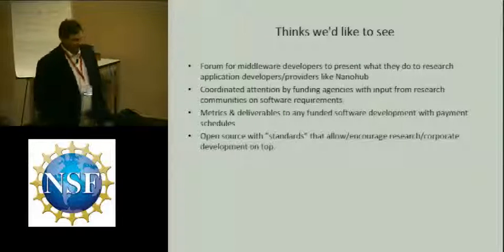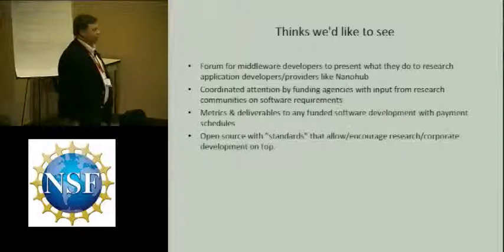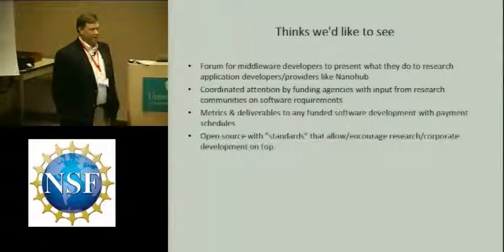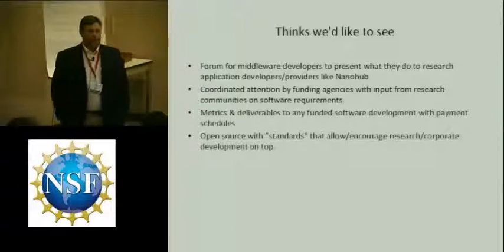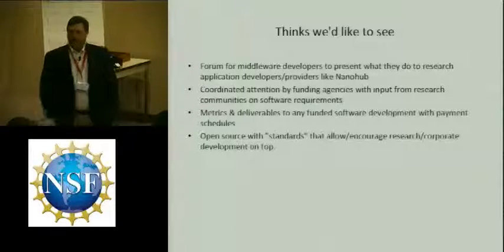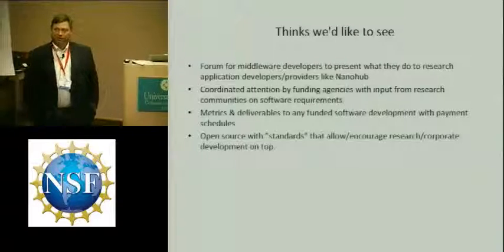So why should software developers get all the money up front if users can't use their software, right? So you could build in metrics and deliverables and payment schedules. It's a little heavy-handed, but it would make things transparent. Developers would have something to shoot for and requirements, and the community would know what they're getting and what they're paying for.